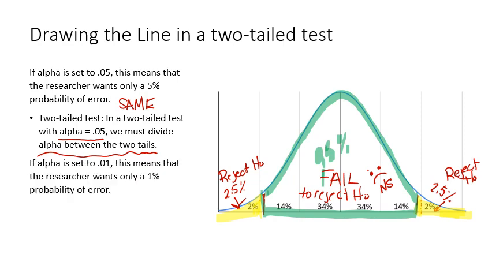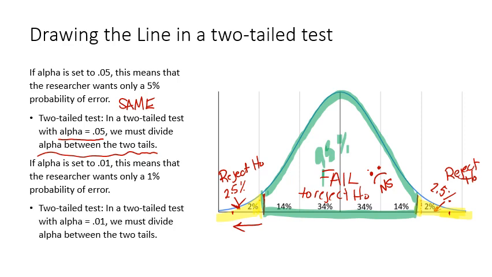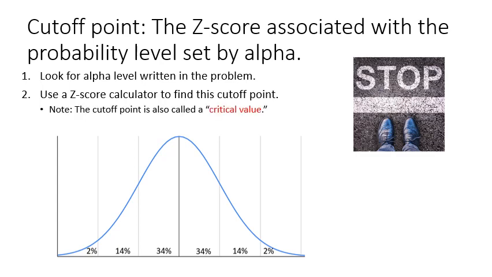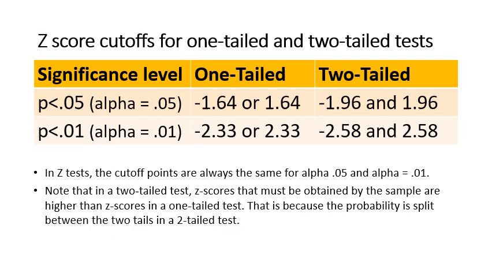Likewise, if alpha was set to 0.01, then we'd be sliding this over even further to wherever 0.5% in this tail and 0.5% in this tail. This researcher is really sure of their results. It's the same.